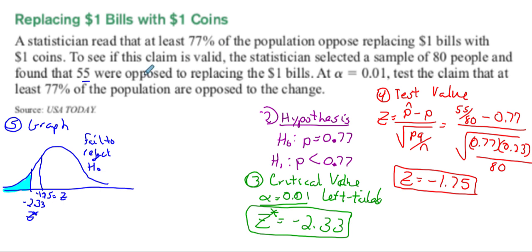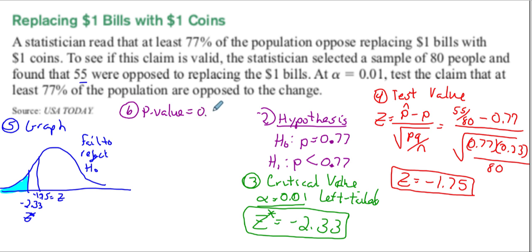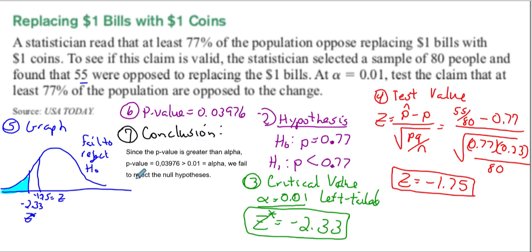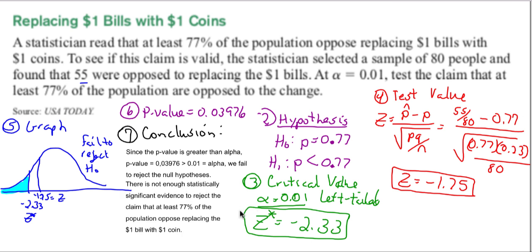Then we're going to use our calculator to find our p-value. And we get a p-value equal to 0.03976. Then we compare that to our alpha value, and we draw a conclusion. Since the p-value is greater than alpha, our p-value is equal to 0.0397, which is greater than 0.01, which is our alpha. We fail to reject the null hypothesis. There is not enough statistically significant evidence to reject the claim that at least 77% of the population opposes replacing the $1 bill with the $1 coin.